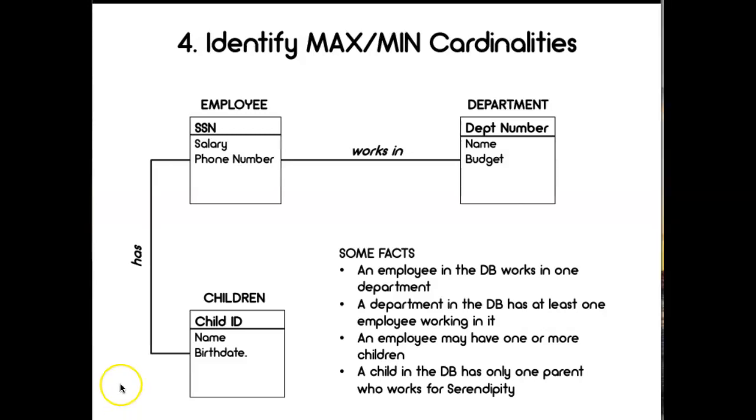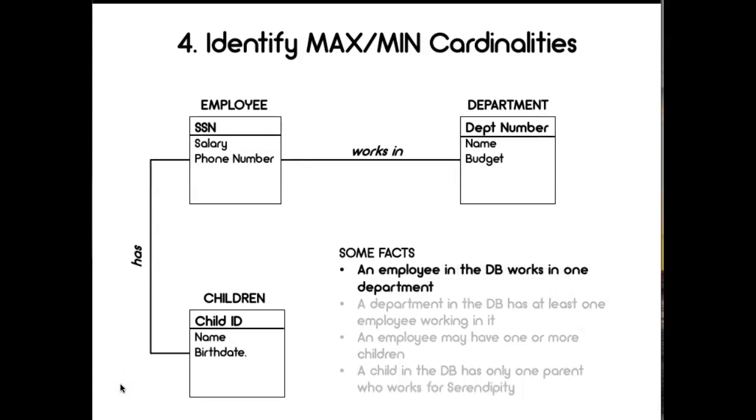Let's examine the first statement. An employee in the database works in one department. What does this have to say about the min and max cardinality for department in the employee-department relationship? If an employee works in one department, we can infer that the employee works in at least one department and at most one department. Hence, the min cardinality is 1, and the max cardinality is also 1. The min cardinality of 1 can be represented by a 1, or perpendicular line, crossing the relationship line next to the department entity. Similarly, the max cardinality is represented by a single line going into the department entity.